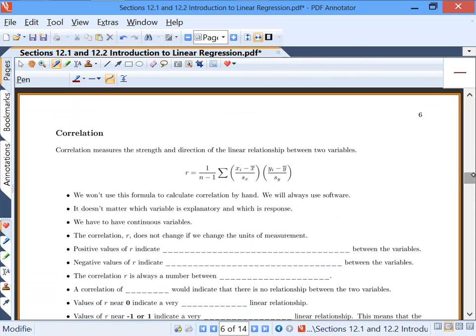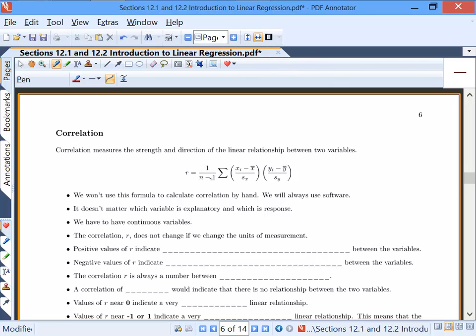And the way that we do that is with correlation. So correlation then is not only the strength, but the direction of our linear relationship. And this is our formula. So we take each x value minus the x mean divided by the standard deviation of the x's times each y value minus the mean over the standard deviation of the y values. Add them all up and multiply by 1 over n minus 1, where n is the number of people that you measure. We're never going to calculate this by hand, we'll use software.